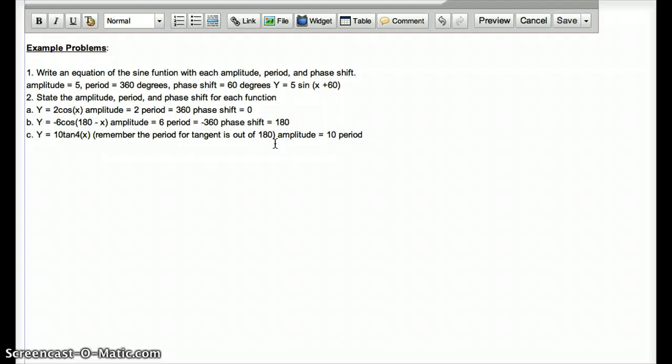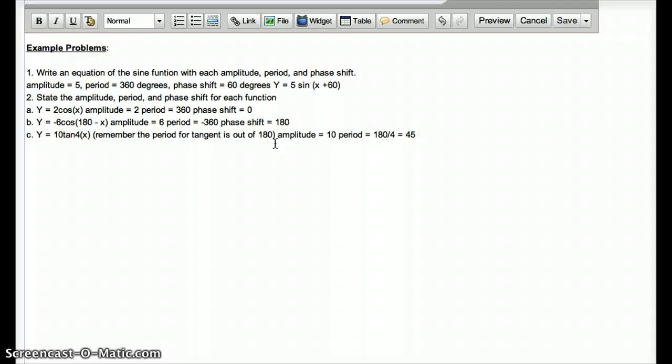Next, we have the period. Now, for the last two, it's been either 360 or negative 360. But remember, for tangent, it only goes from 0 to 180 for a standard period. That's why I said, remember the period of tangent is out of 180. So for this one, we would have a period of 180 divided by 4, because 4 represented here is k. So technically, the period really is 180 over 4, which equals 45. But you represent it as 4 to have it be standard as k.